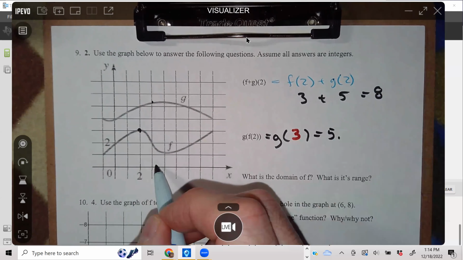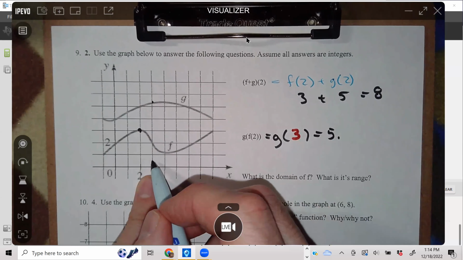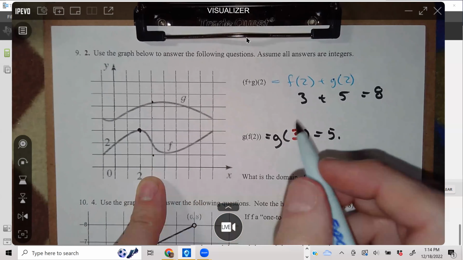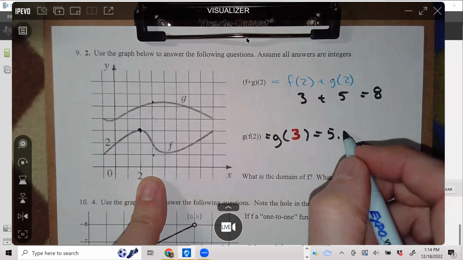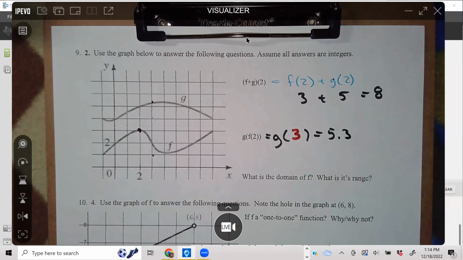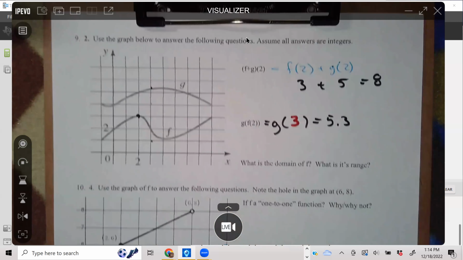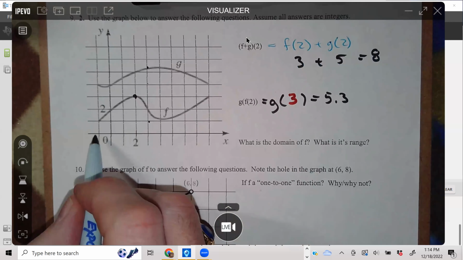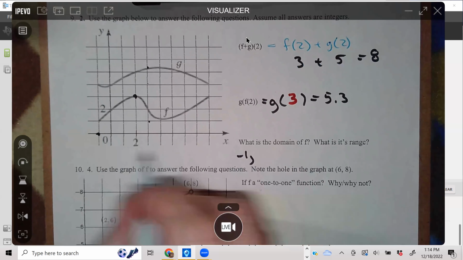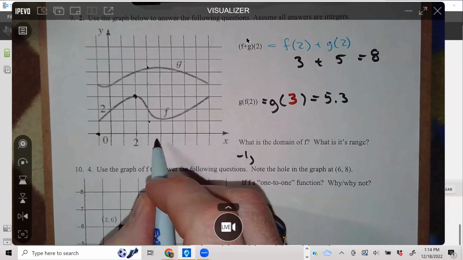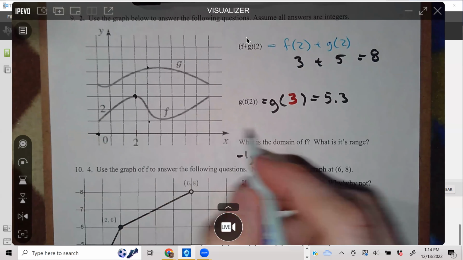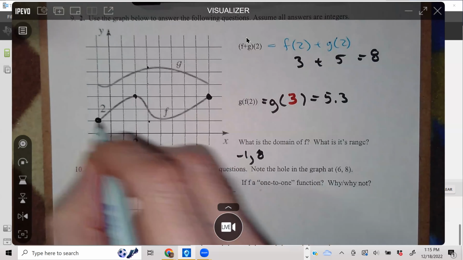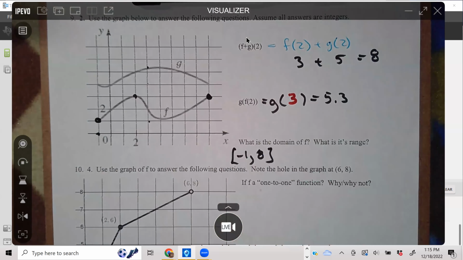Let's just double check that. So 1, 2, 3, 4, 5. Yeah, it's between 5 and 6. Less than 5.5. So 5.3, 5.4, 5.2. I'll be pretty generous with that. The domain of f, that would start at negative 1 and go all the way up to 8. Let's just assume that these are closed on either end, so that those are closed here.